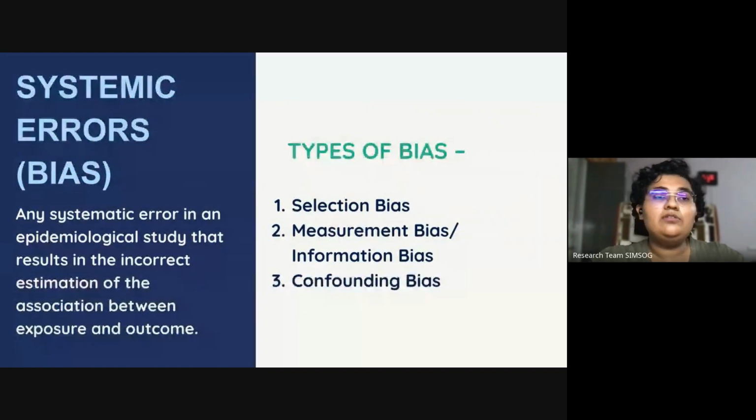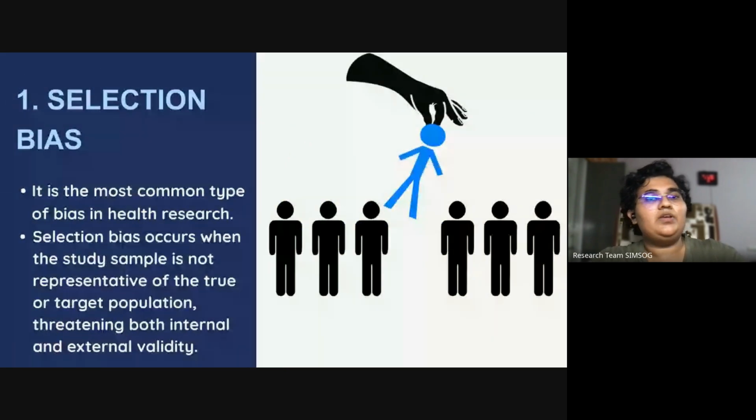Systematic errors are also called biases, and biases are any errors that can result in the incorrect estimation of the association between the exposure and outcome. This is what we will be focusing on for the rest of the PPT. There are three main types of biases: selection bias, measurement or information bias, and confounding bias. First, let us talk about selection bias.